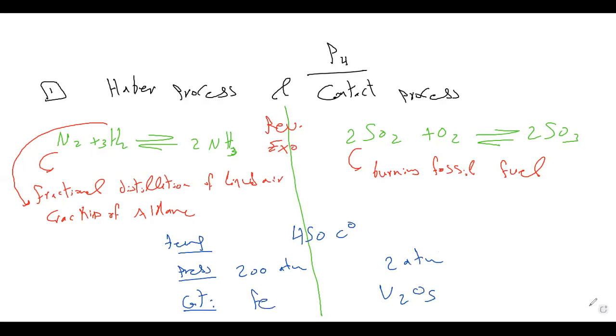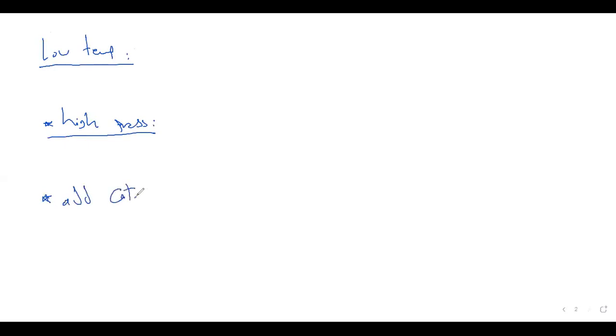Then explain why we are using low temperature, high pressure, adding catalyst, and then why we didn't use temperature less than 450, like for example 300 degrees Celsius. Explain why for each of the following.